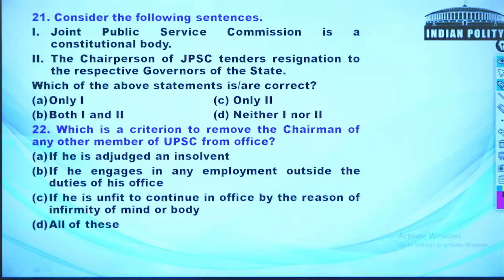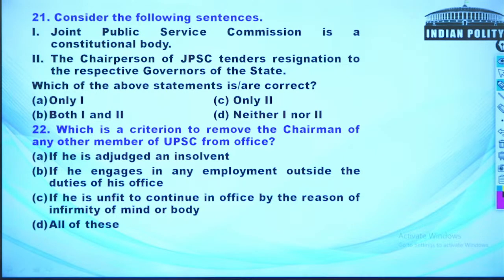Joint Public Service Commission is a constitutional body? No. It is not a constitutional body. It is established by an act of parliament. So it is a statutory body. When there is a need for Joint Public Service Commission, especially for smaller states, the parliament can establish a Joint Public Service Commission. So it is not a constitutional body. The chairperson of JPSC tenders resignation to respective governors of the state? No. He tenders resignation letter to the president. So neither one nor two is correct.